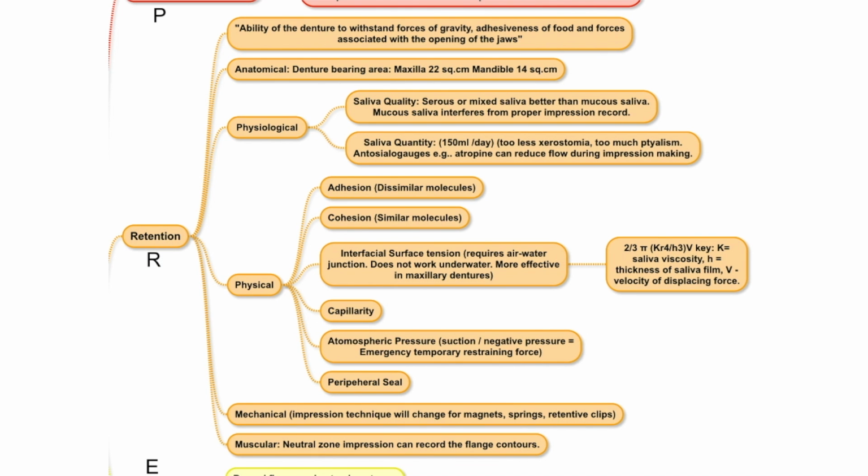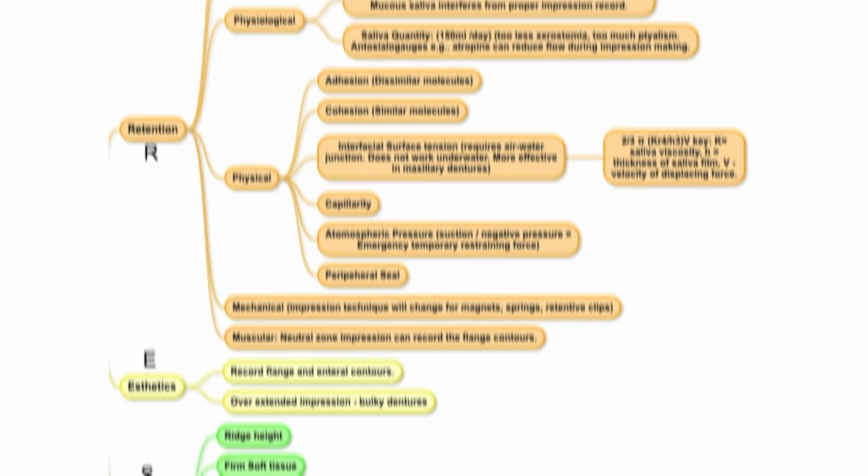So the interfacial surface tension can be calculated by Stefan's law. It is given by 2 by 3 pi k r per 4 by h cube into v. So k is a constant, r is the viscosity of saliva, h is the thickness of the salivary film, and v is the velocity of the displacing force. This is an important formula.